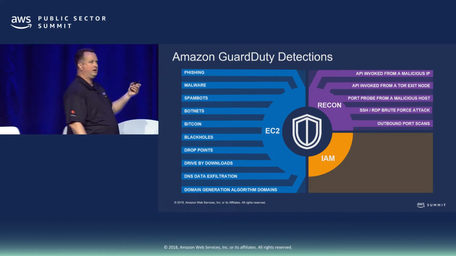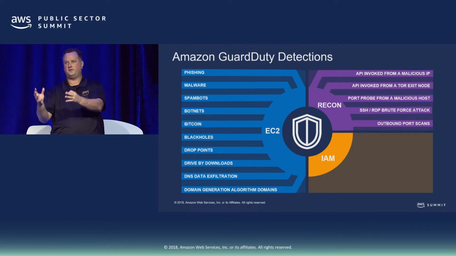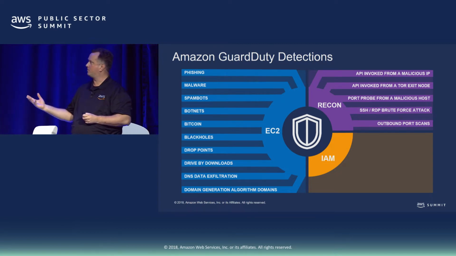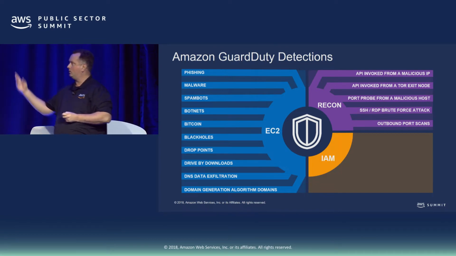But we're also looking outbound. So from the inside, your EC2 instances in private subnets going outbound as well. Sometimes you might have an instance that's been compromised that's talking to some sort of a CNC server out on the internet. We'll detect that as well.